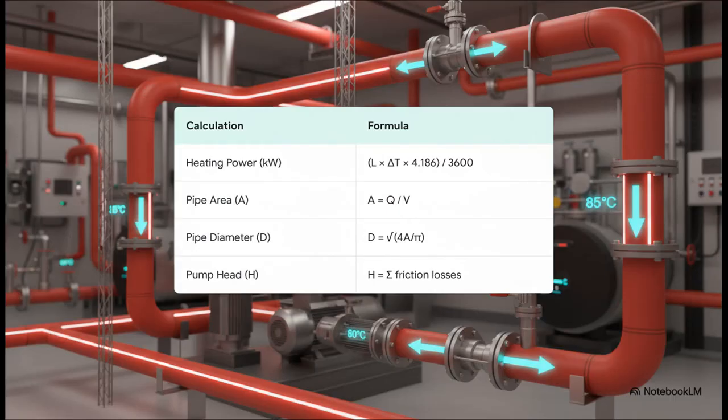And for all you engineers watching, go ahead and grab a screenshot of this one. This is your toolkit. These are the essential formulas behind the calculations we've been talking about, from figuring out heating power in kilowatts to the specific equations for pipe diameter and pump head. This is a practical toolkit you can use on all your future projects.